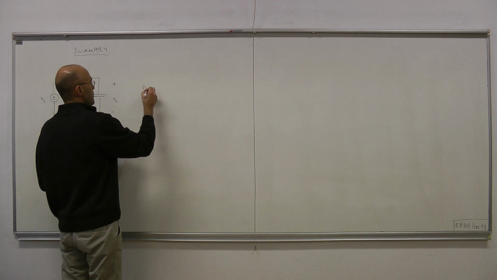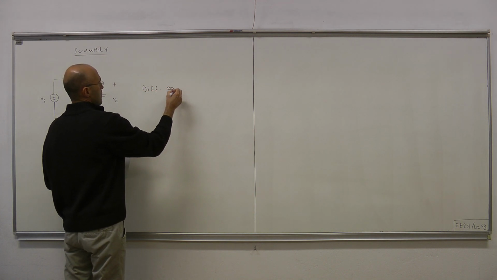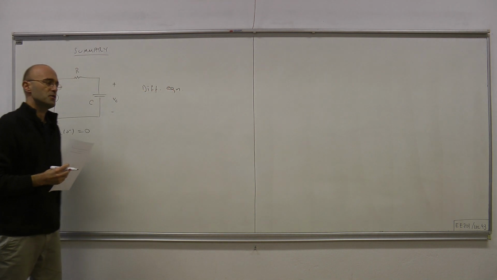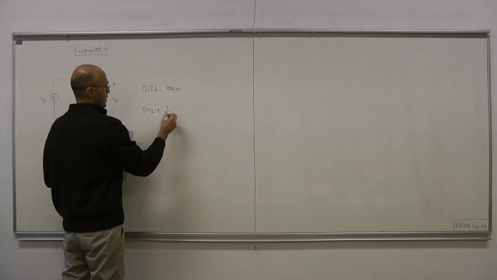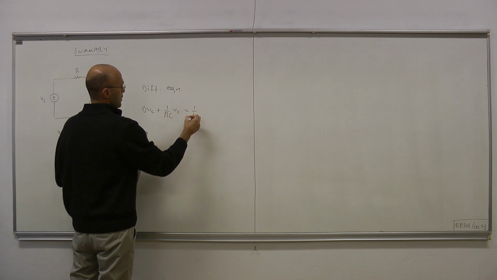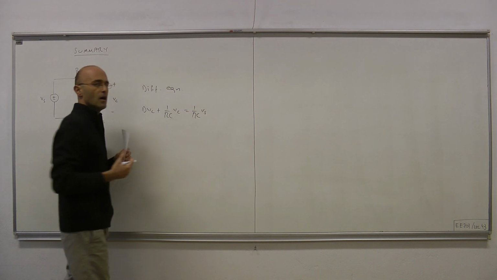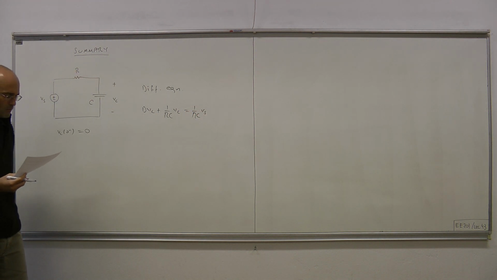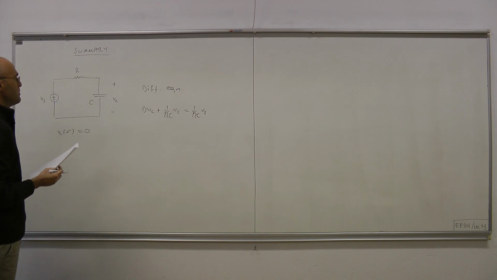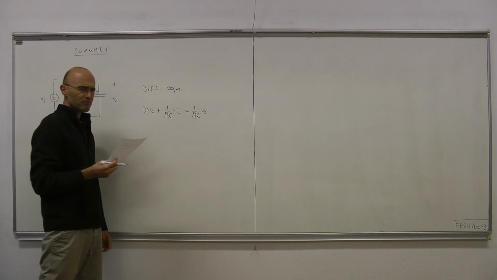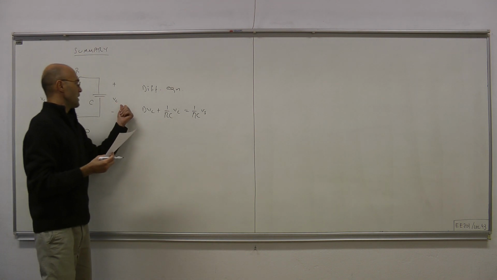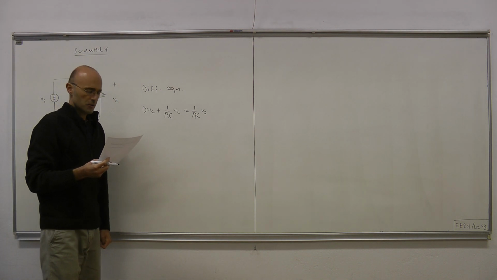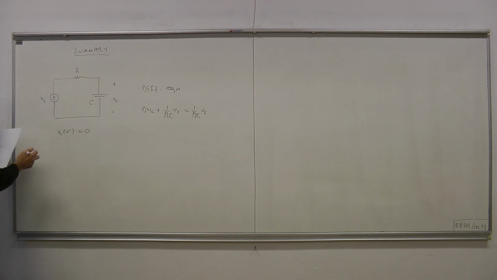Now, the differential equation describing this system is dVc plus 1 over RC Vc equals 1 over RC times the input. And then when the input is a unit impulse function, what you get at the output is called the impulse response.